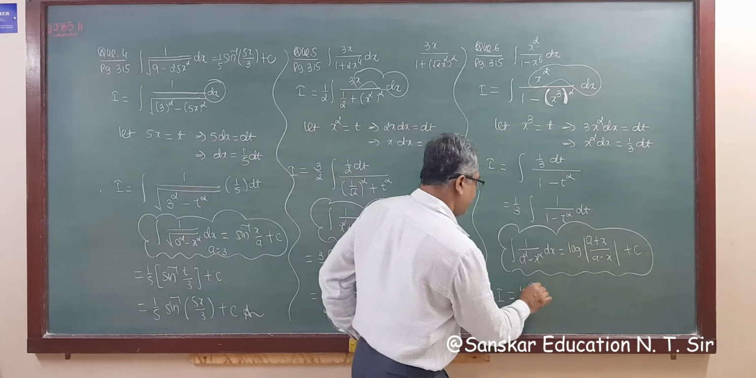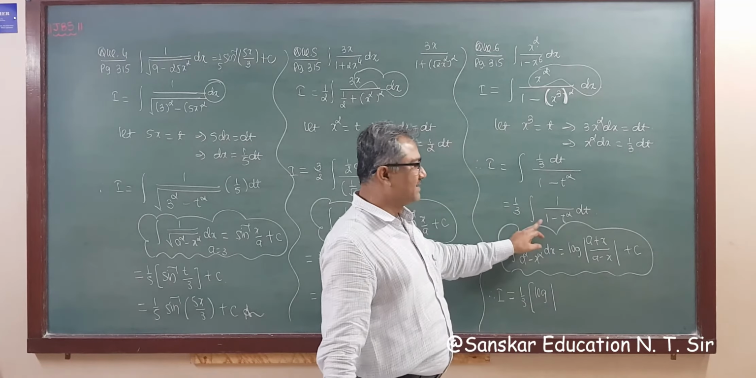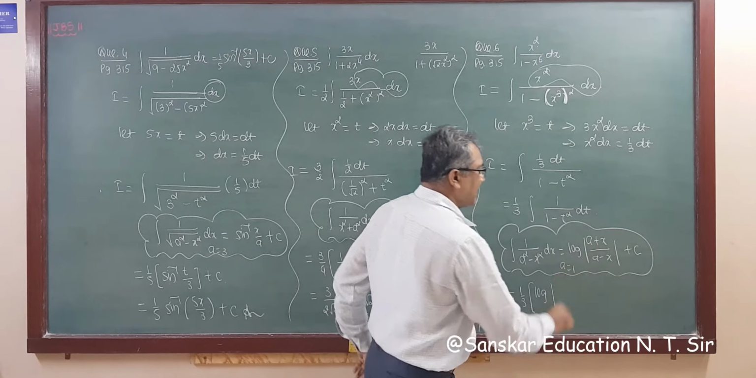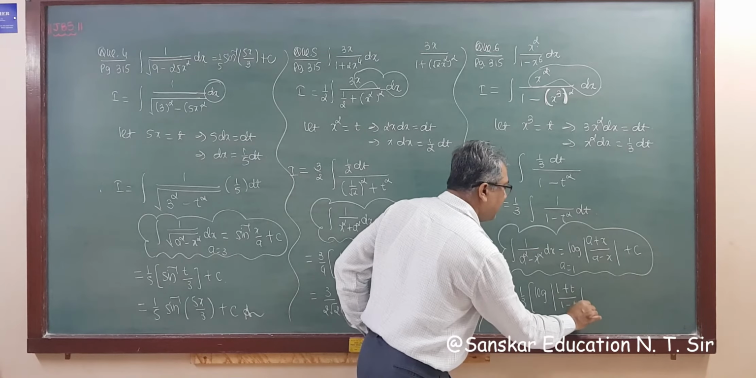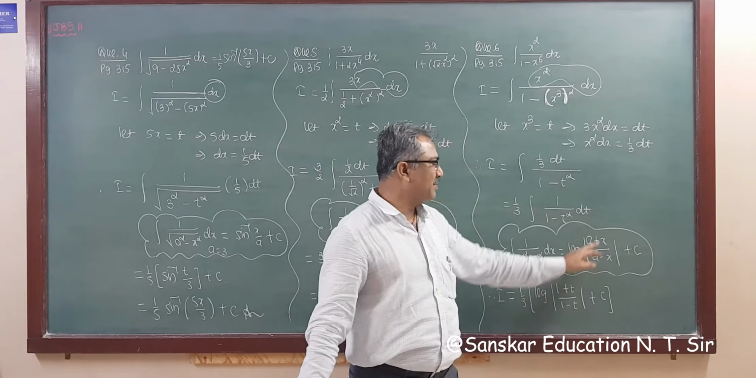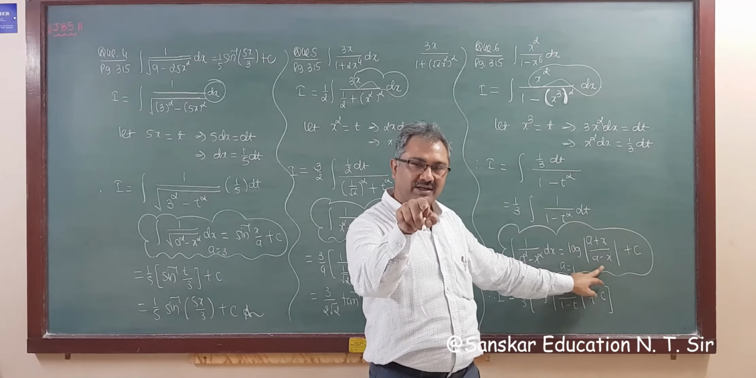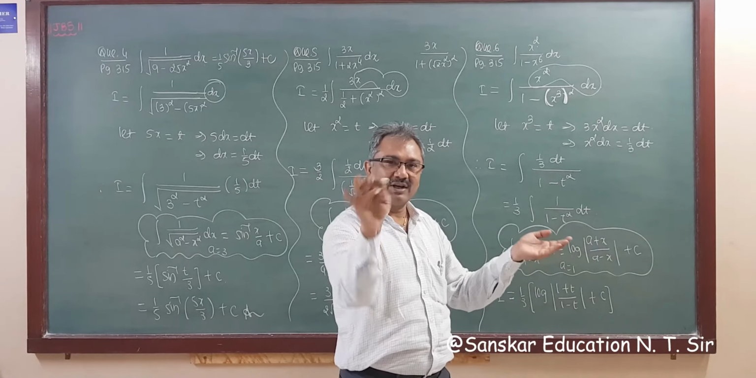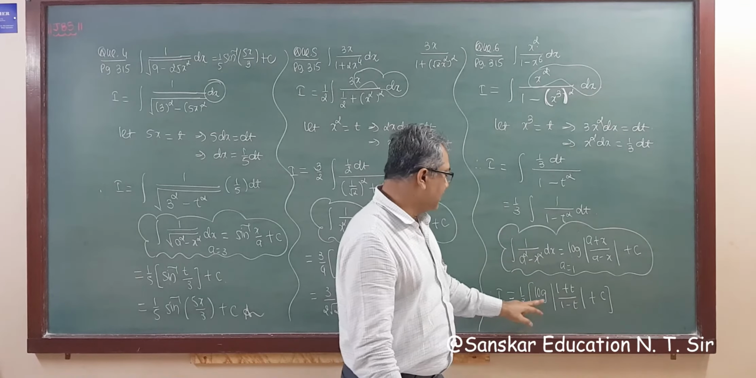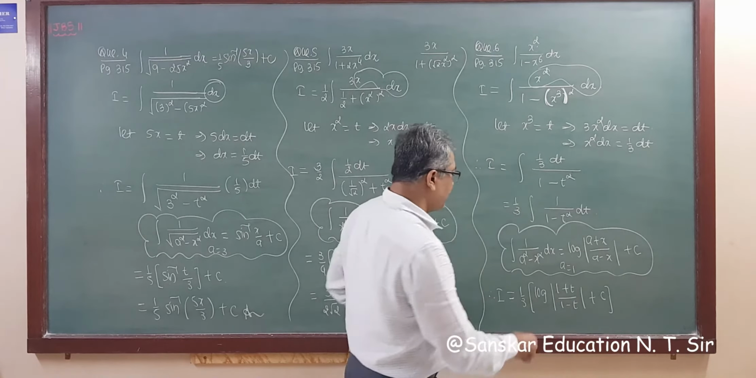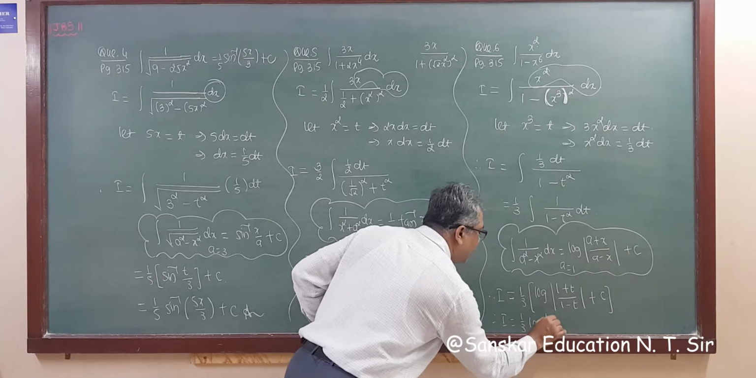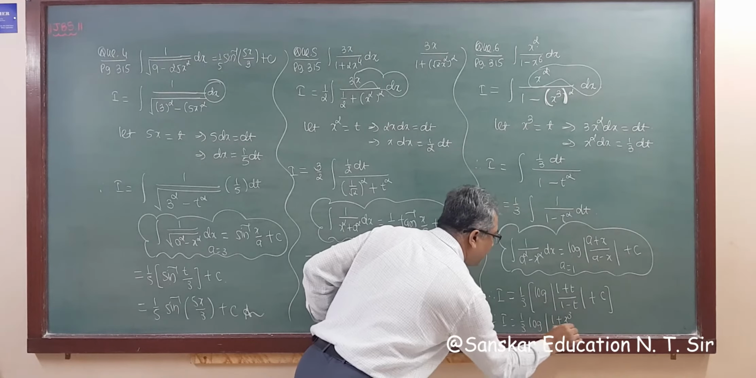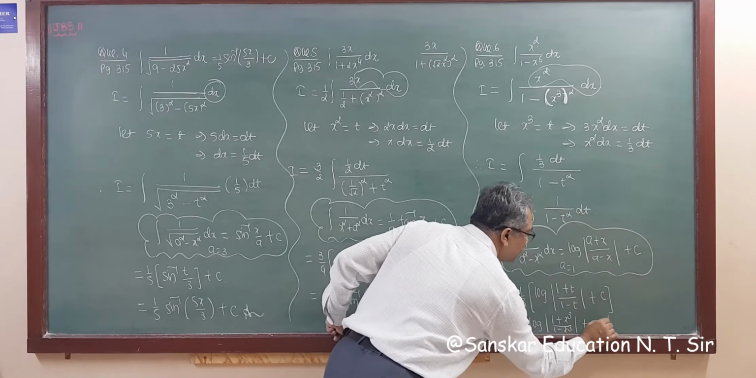Then log, mod a is 1. So a is 1 here and x is t, that you know. So 1 plus t upon 1 minus t plus c. If we apply this formula as x plus a upon x minus a, then it's also okay. So no worry, because there is a modulus. If you take minus common, minus becomes plus, that you know. So now what is t? t is x cube. So the answer will be I is equal to 1 upon 3 log of 1 plus x cube whole upon 1 minus x cube, and plus c. So this is your answer.